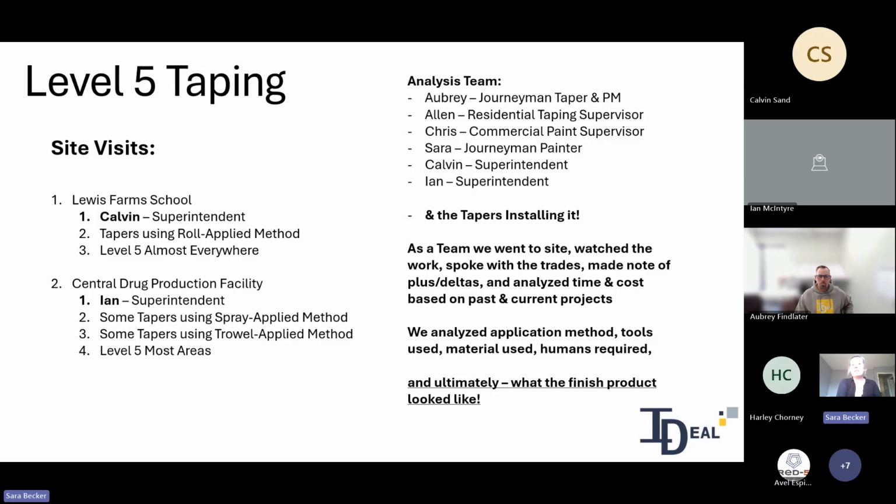So as a team, we went to site. We watched the work. We spoke with those trades. We made note of all of the plus deltas that they were experiencing, that we were experiencing. We looked at the time actually to install and the cost based on what we'd experienced on past and current projects. We did a deep dive into the application method, the tools used, the material used, the humans, and ultimately, obviously, what we were handing over to the painters and then to the end user.